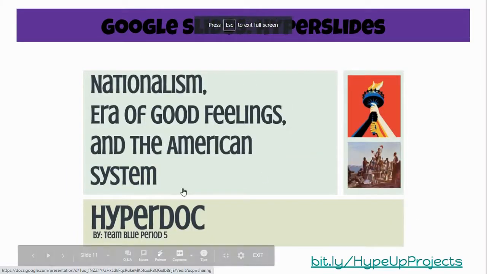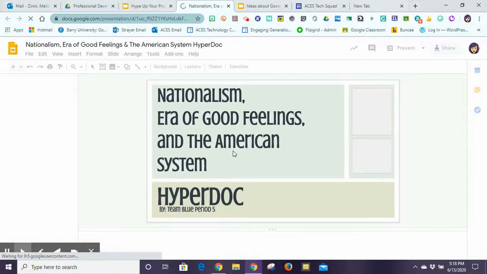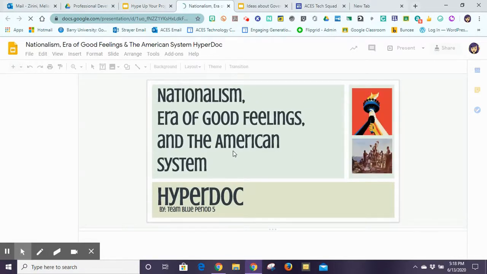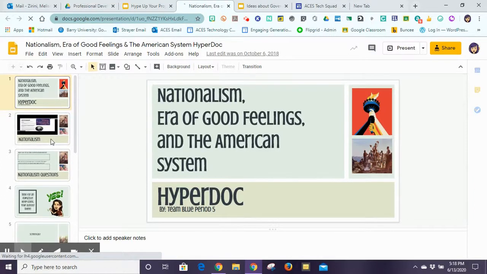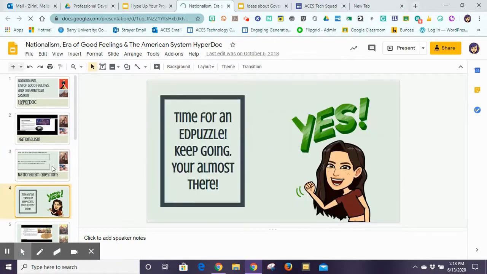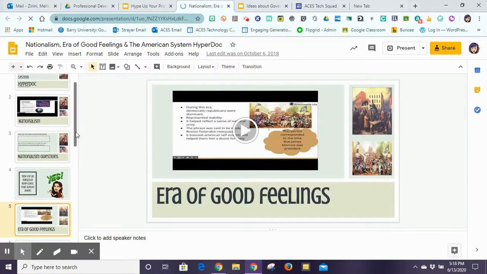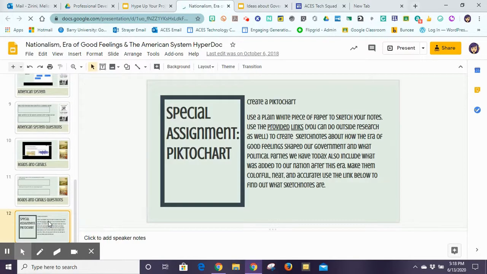This is one of the ones created by my students. Their topic was nationalism in the Era of Good Feelings. It was their responsibility to research the topic and figure out what they wanted to say about it. They put together the videos and the background information that the students would learn about. They created their own screencast on the information, their own explain questions, and even an Edpuzzle for it. They had their own apply activity at the very end, which they called their special assignment, where they had to create a Piktochart, like an infographic, based on the information the students just learned about.